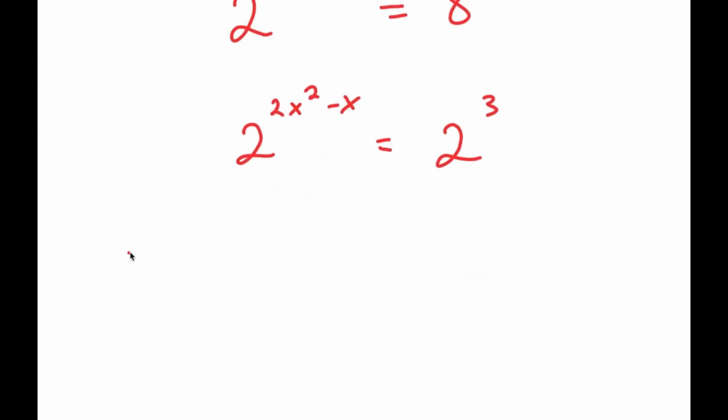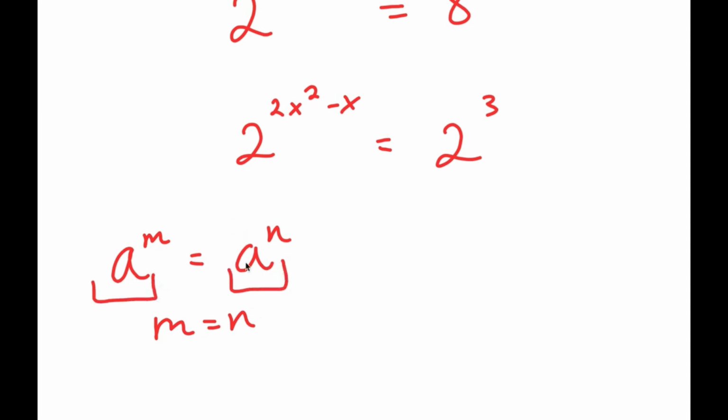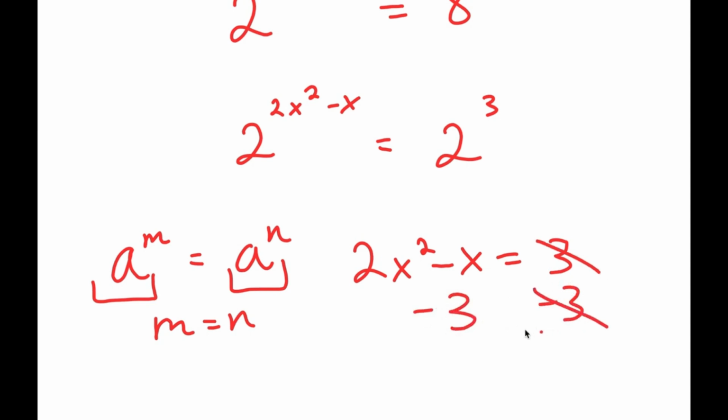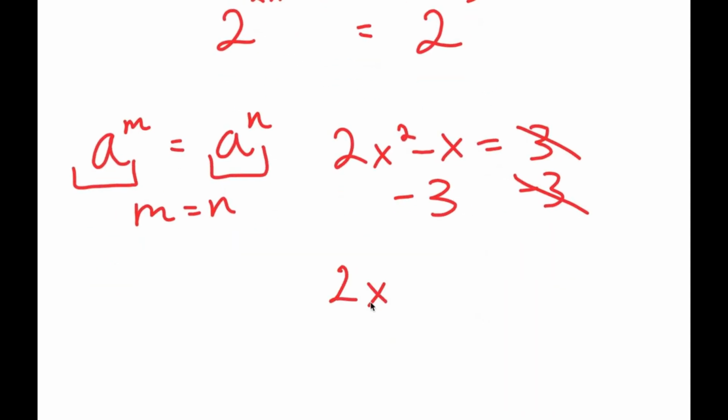So now another property of exponents is that if I have something in form a to the power of m is equal to a to the power of n, this means that m is equal to n. In other words, if the bases of two expressions are the same, that means the exponents are equal to each other as well. So now I have 2x squared minus x is equal to 3. And if I subtract 3 on both sides, I get 2x squared minus x minus 3 is equal to 0.